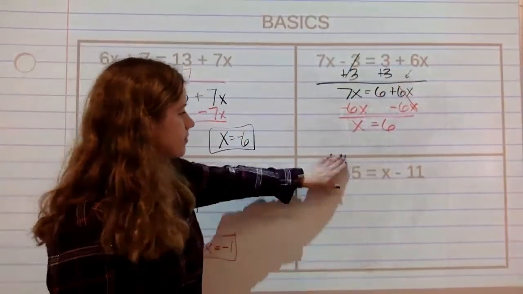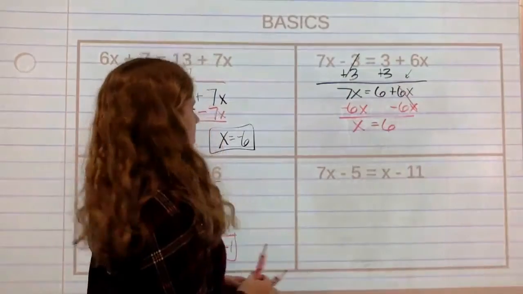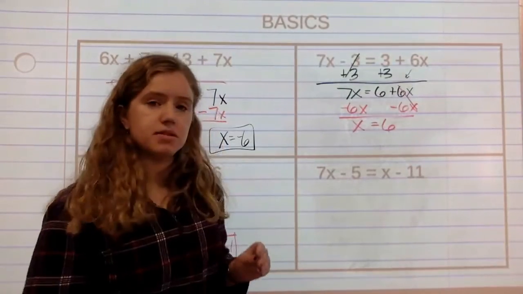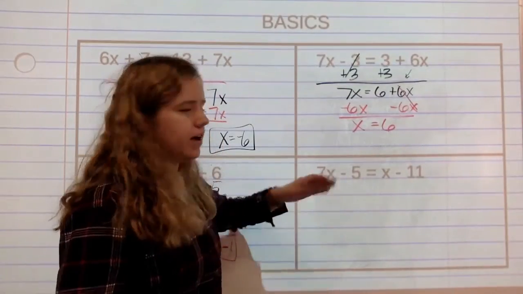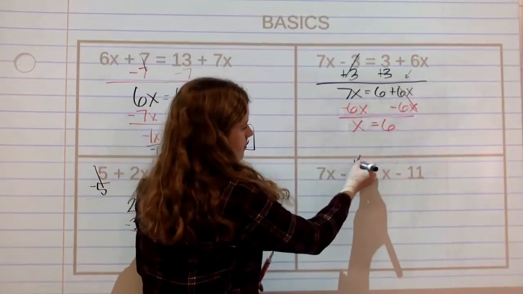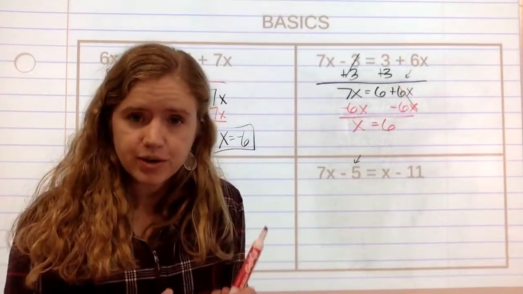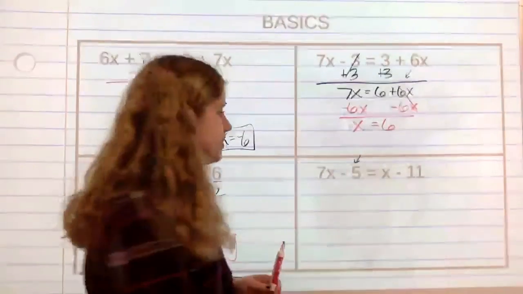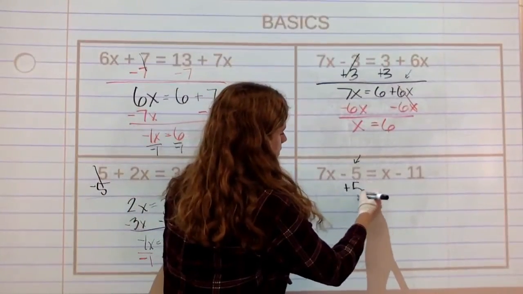Okay, last one. We are cruising. All right. A lot of negatives. My goal, I like to start with moving the constants to the right. So that means this is the constant. It's also a negative 5. So I need to do the opposite of minus 5, which would be add 5.